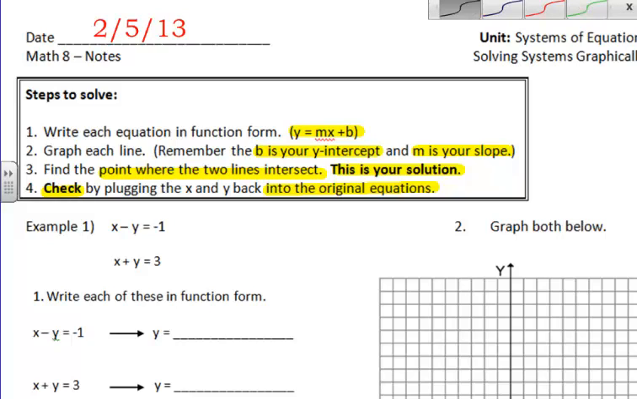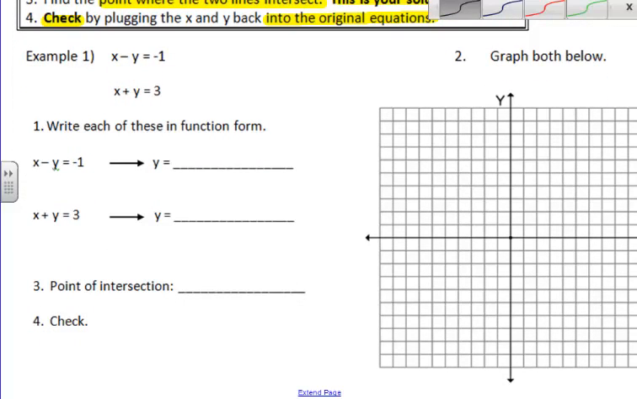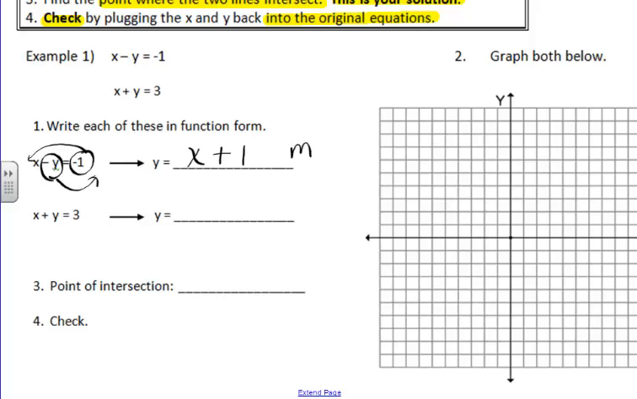Okay, here we go. First we have to ask ourselves, is my equation in y equals mx plus b format? It is not, so I will be moving things around. I'm going to move that y to the other side, and then since I want it to be alone, I will take my 1 and bring it to the other side. That will result in y equals x plus 1, giving me a slope of 1 and a y-intercept of 1.